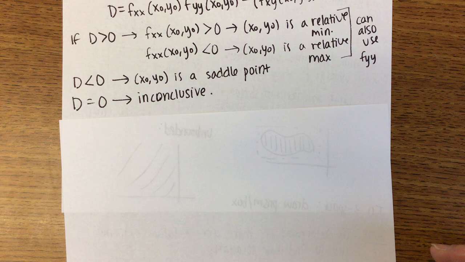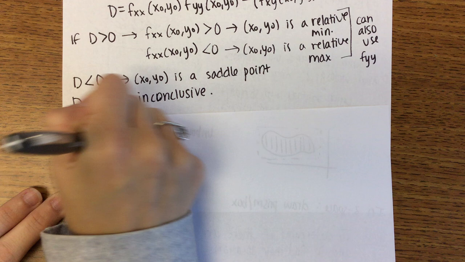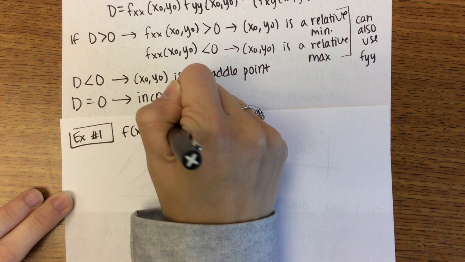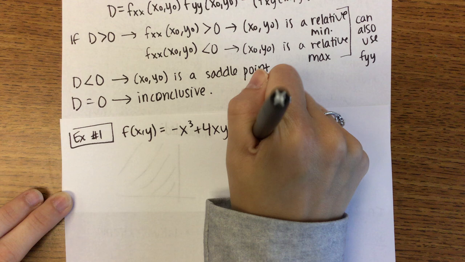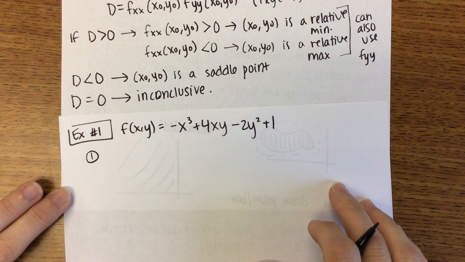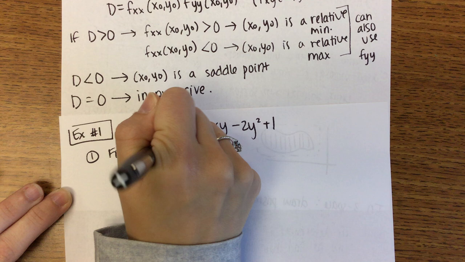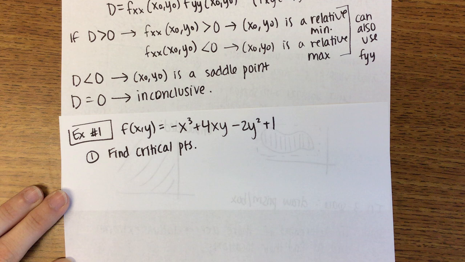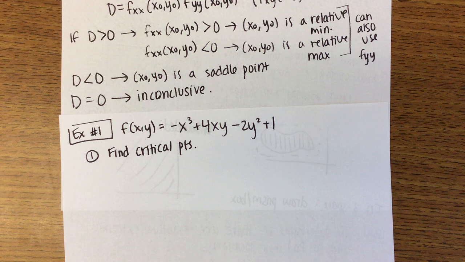Okay. So here's our first example. Consider your function f of xy is going to be negative x cubed, add 4xy, subtract 2y squared, plus 1. We are going to find all relative extrema. First step, before we even use the second partials test, we need to find all the critical points. If a point is a relative max or a relative min, the first partials will be equal to 0. So you need to find all points where the first partials are equal to 0.